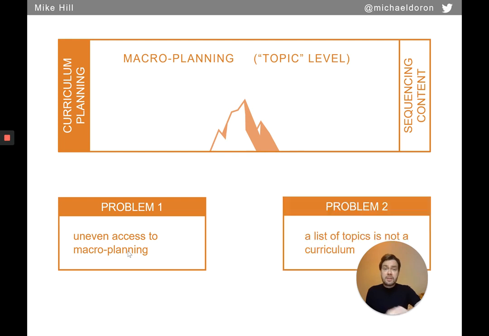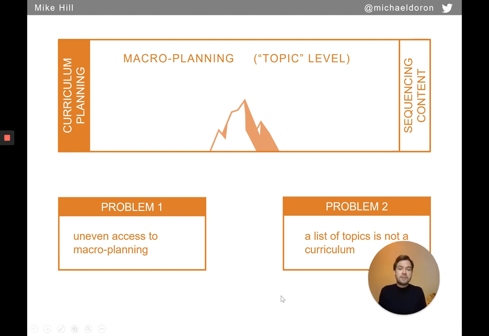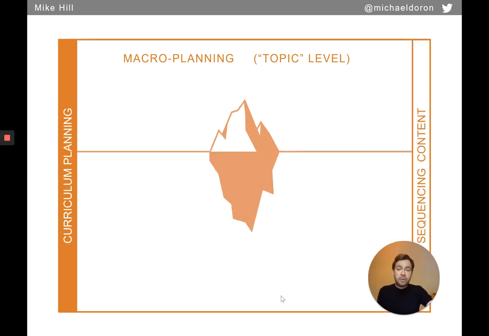Similarly, I've come to think, or it's become more obvious to me really, that a list of well sequenced topics is not a curriculum. So something has to happen to that list for it to become a fully formed curriculum. And because of these ideas, I started to think of the curriculum less as a mountain to climb, but rather an iceberg, where once we've chosen and sequenced our topics, a lot is still yet to happen below the surface.